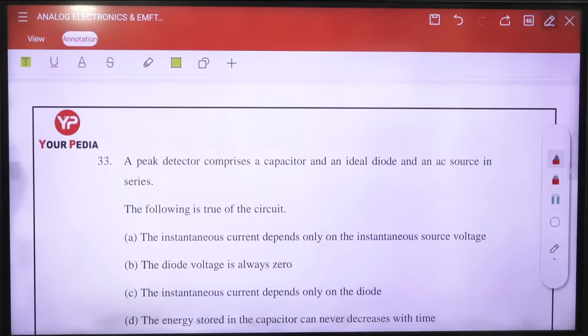Yes. The peak detector comprises a capacitor, an ideal diode and an AC source in series. Which of the following is true about that circuit? Read it and give the answer fast.